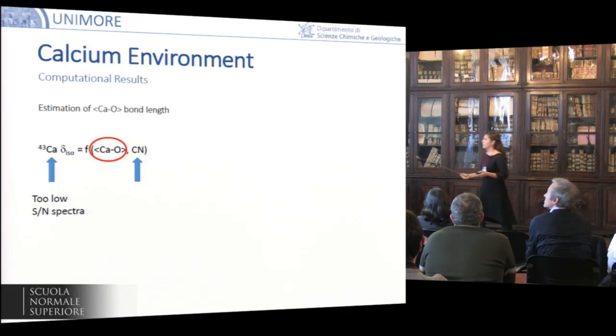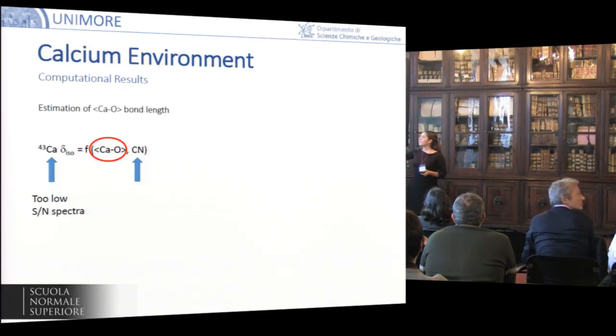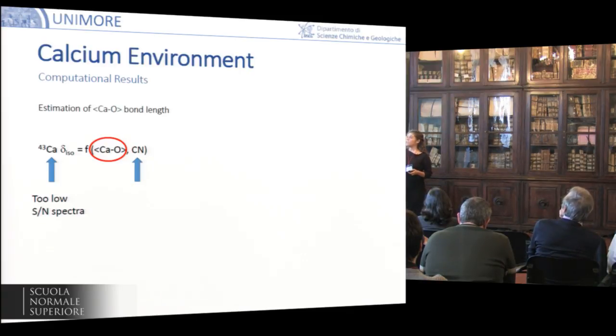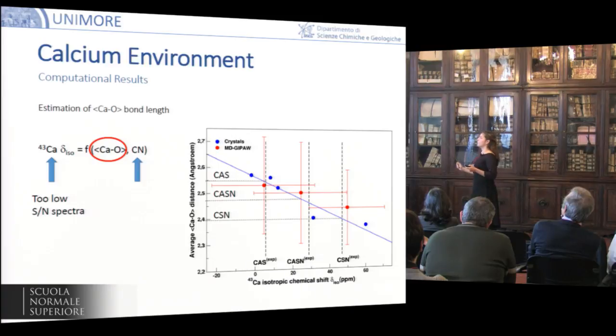And this is quite challenging, because if you have a reliable set of experimental data regarding the isotropic chemical shift of calcium, and you can have an idea about the distribution of coordination numbers, which means the population of the different sites, you can estimate this bond length. Unluckily, this was not the case, because, as I told you before, the experimental spectra of calcium-43 are quite difficult to obtain, and the signal-to-noise ratio in our cases was not good enough.